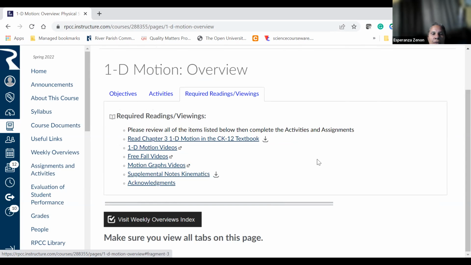I pulled chapter 3 from your textbook. And again, I put it right here in the overview, right where you need it, so you don't have to go looking through the book to figure out what I need to be reading to do this, or what I need to look at. It's right there. That's the chapter that deals with 1D motion, chapter 3.